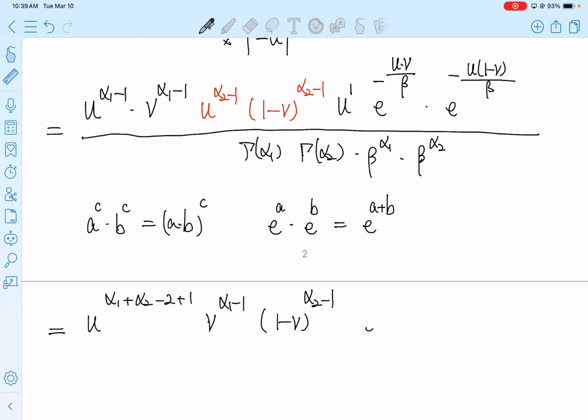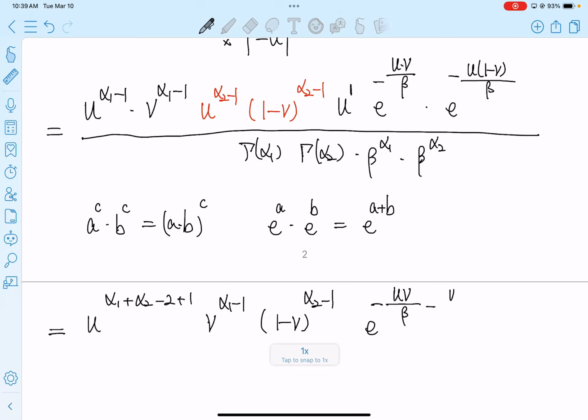So here we have the exponential of negative uv over beta, minus au over beta, plus auv over beta. Any question up to this point? So I'm just breaking the power for all the exponential terms.